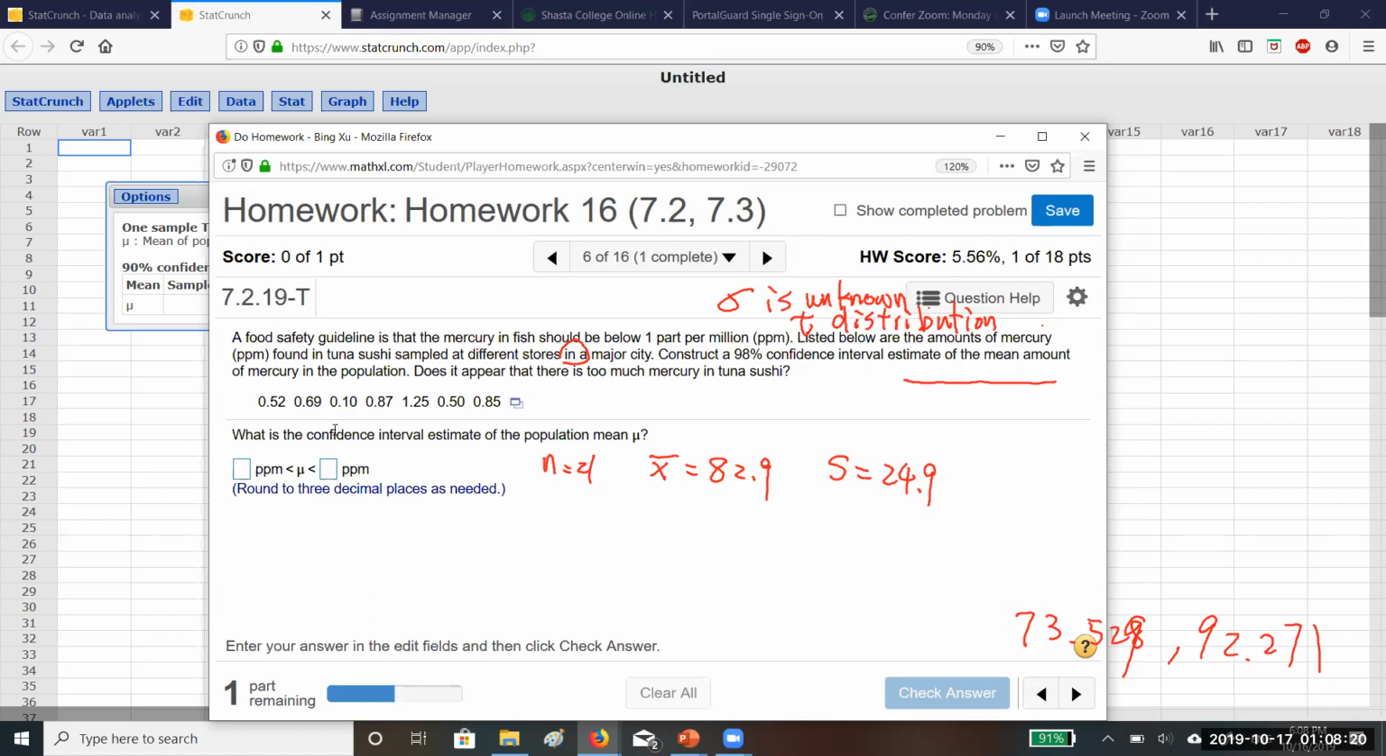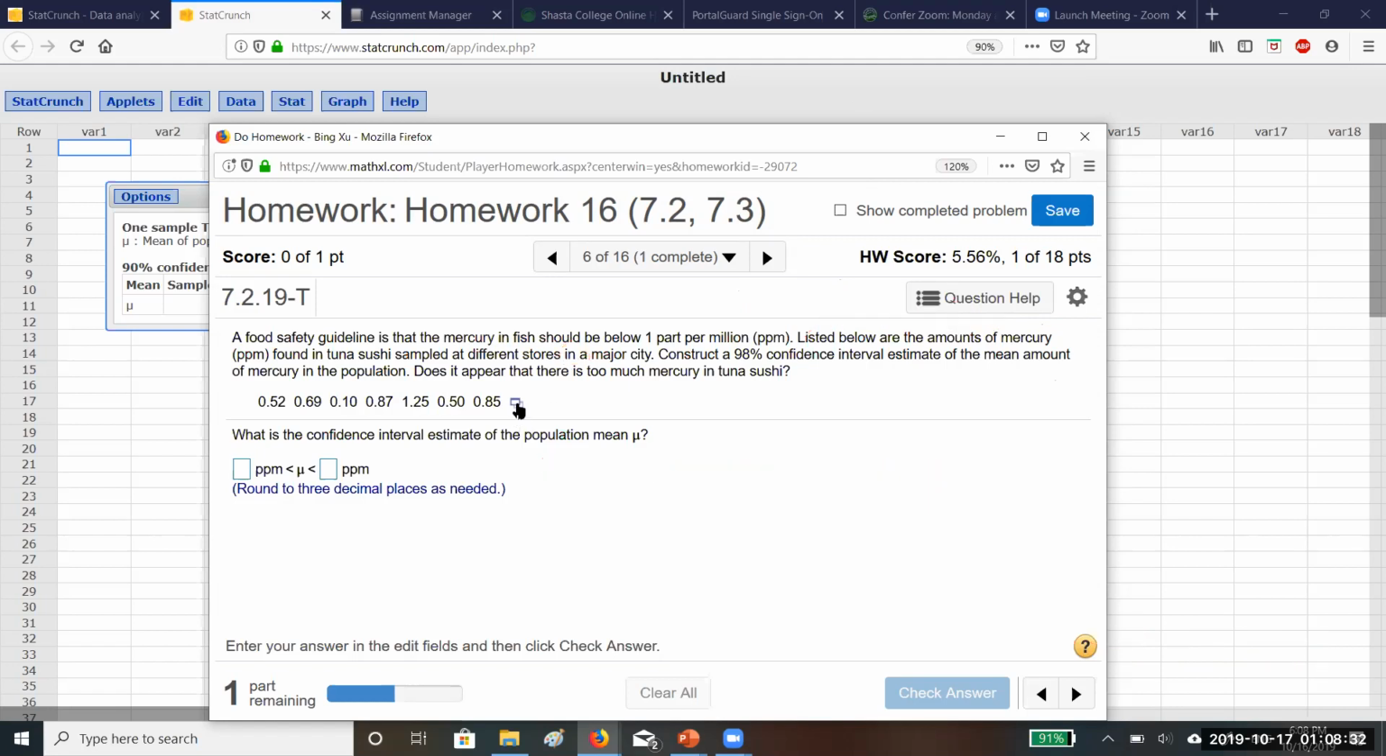Okay, let's talk about this one. Instead of giving you the summary, they give you a set of data, right? So using the set of data, you want to find everything. It's pretty similar to the previous one. So open your StatCrunch. Here, what do we know? We know we have a sample and we want to construct a 98% confidence interval to estimate the population mean. Okay, so we open this set of data in StatCrunch.